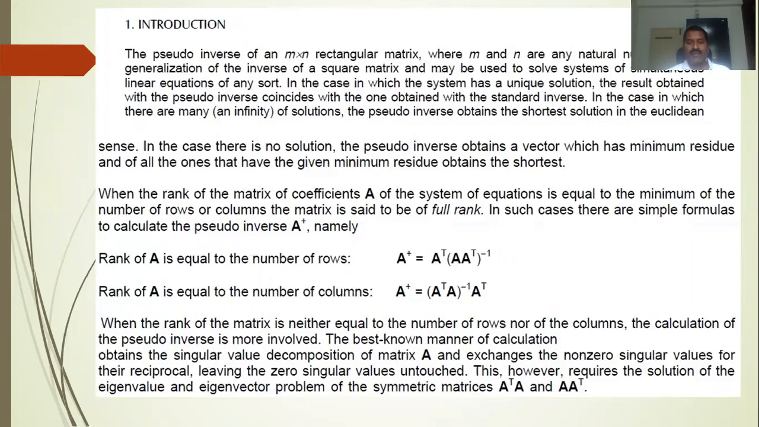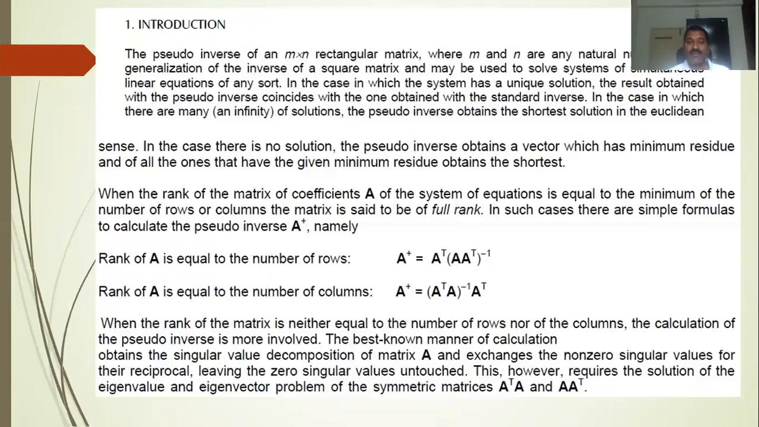If the rank equals the number of columns, we say it's full column rank. If the rank equals the number of rows, we say it's full row rank. If the rank of A equals the number of rows, then the pseudo inverse is defined as A plus equals A transpose into A A transpose whole inverse. This is called a right inverse. And if the rank of A equals the number of columns, then A plus equals A transpose A whole inverse into A transpose. This is called a left inverse. So we need to choose between a left inverse or a right inverse.